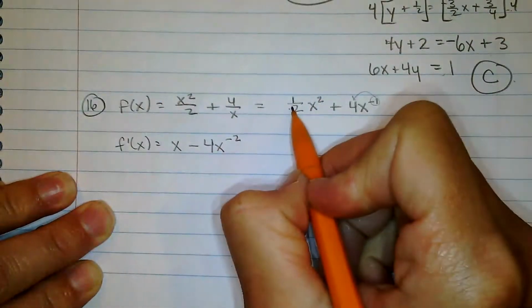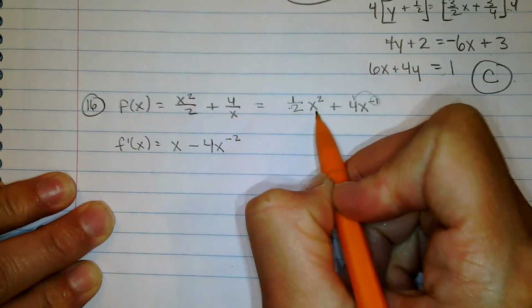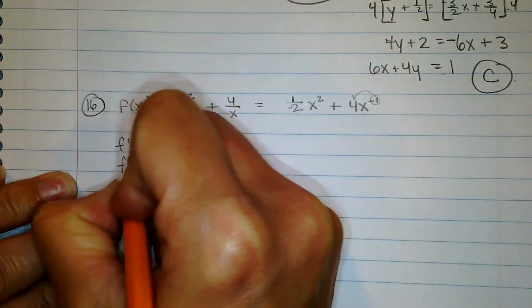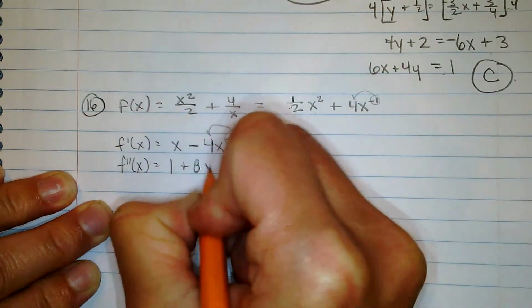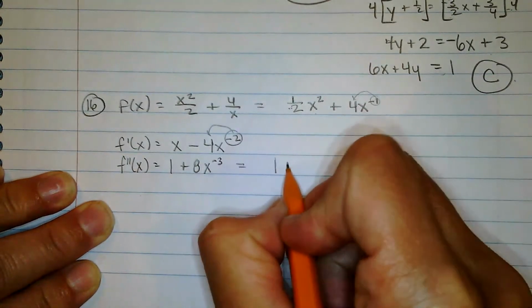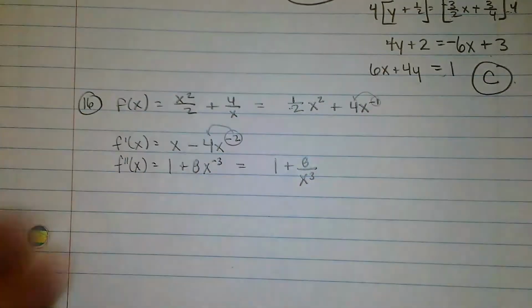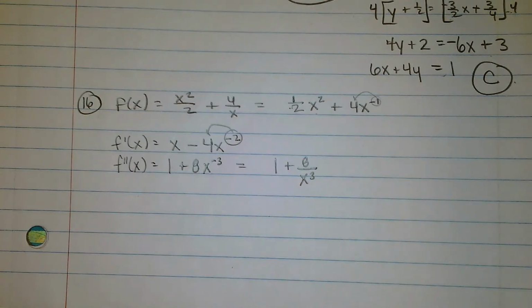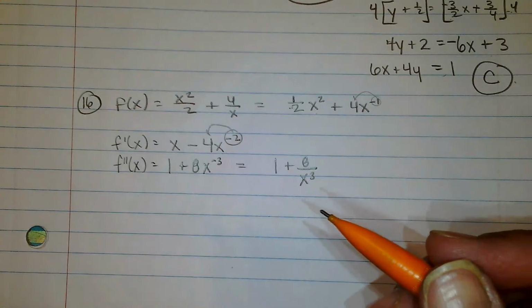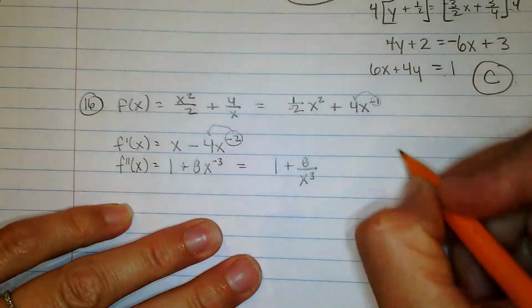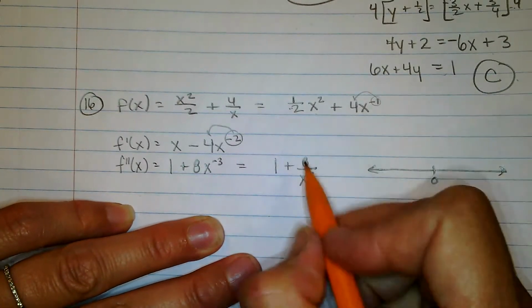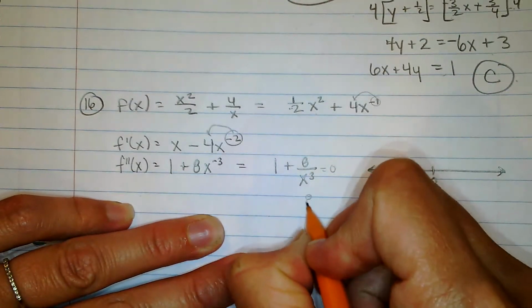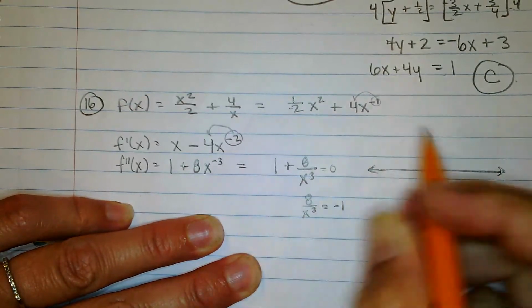Did I get that right? The 2 comes out in front. Makes it a 1. X to the now first power. The second derivative is 1, bring your negative 2 out, plus 8x to the negative third, which is 1 plus 8 over x cubed. And we want to know, where is this thing positive? So we want to find our zeros and our undefines. It's certainly undefined at 0. But when does this thing equal 0 is going to be when 8 over x cubed equals negative 1.